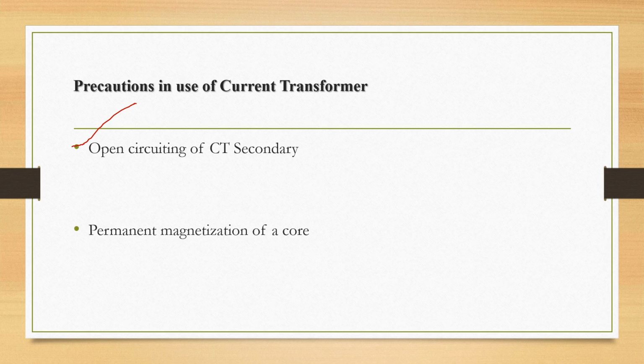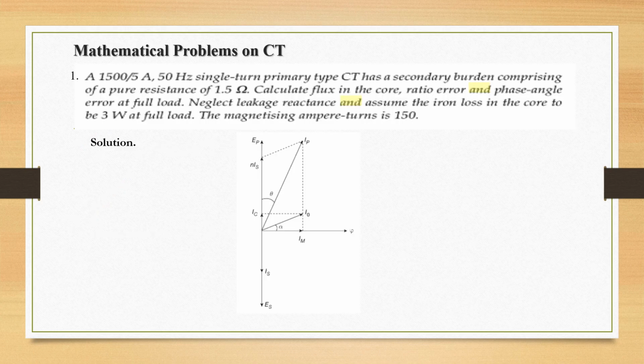And there are several methods for demagnetization. Those are all the important topics of current transformer. Here we can see mathematical problems regarding current transformer. You are all requested to go through the mathematical sections, and if you have any doubt, please contact me.